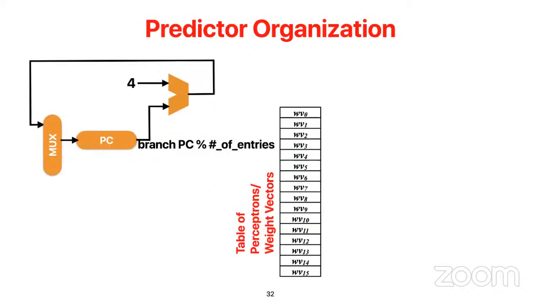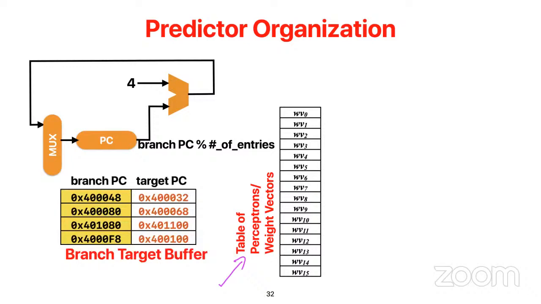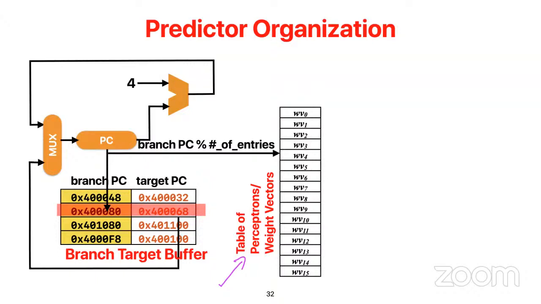And here's how the predictor works. So previously we have states in our table, but now it's a table of perceptrons, or you can say it's a table of weight vectors. And remember, the weight vector is the same length as the history that you want to use for the NN to work, right? So what happened here is that we still have the branch PC for the target PC, and this one is used for us to figure out where to get the target instruction to fetch, and we still have the global history register.